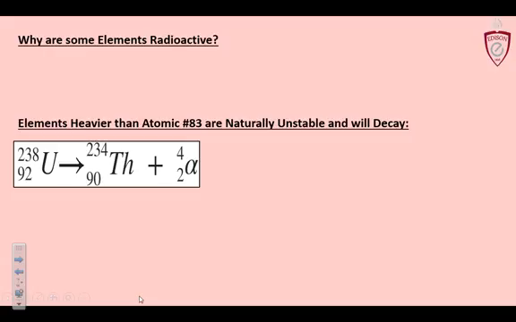234. So you see the atomic mass on top has actually changed from uranium to thorium by 4 units. Where the heck did it go? It released an alpha particle that had the mass of 4, and that's what the little Greek alpha looks like, with the 4 and the 2.